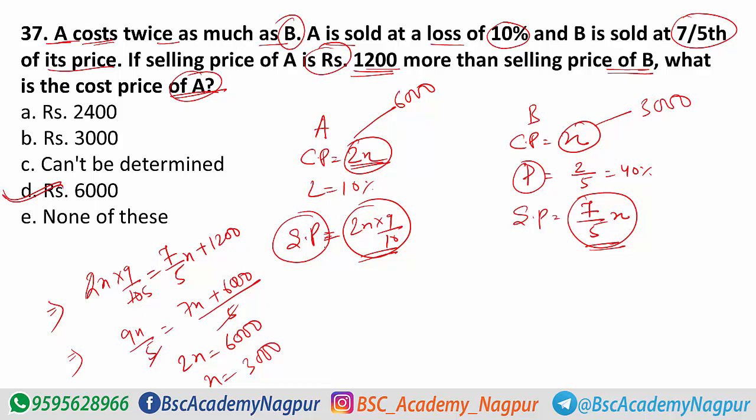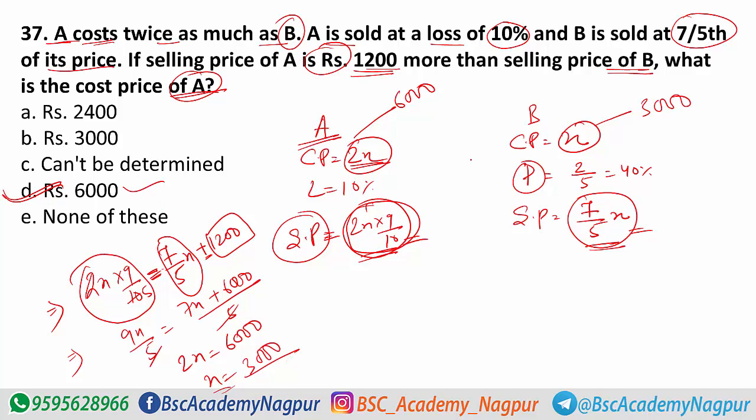What we have done, we know that this selling price is 1200 more than this one. Right, we have given the selling price of A, selling price of B and added 1200 on B. So this equation is equal, LHS equal to RHS. So we have got x is equal to 3000. The answer is 6000. Cost price of A is 6000.